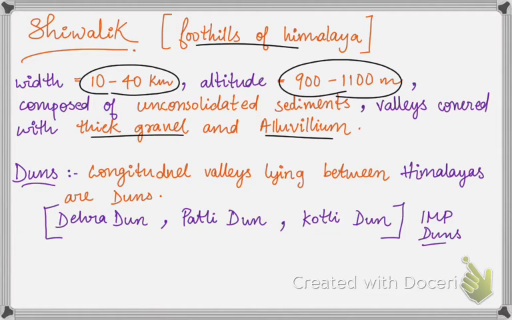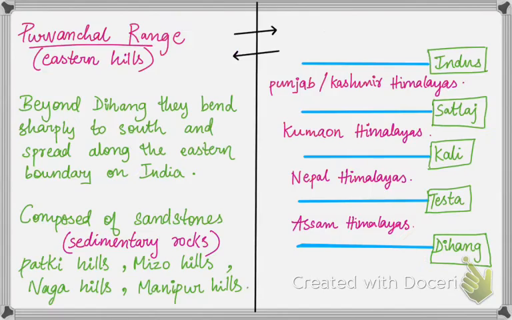So here you have the concept of dunes. Dunes are the longitudinal valleys lying in between some variations of the Himalayas. Some of the well-known dunes are Dehradun, Patli Dun and Kotli Dun. Other than classifying the Himalayas based on their heights or altitudes, we can also classify them based on their areas. From this to that area particularly, these Himalayas are called something.